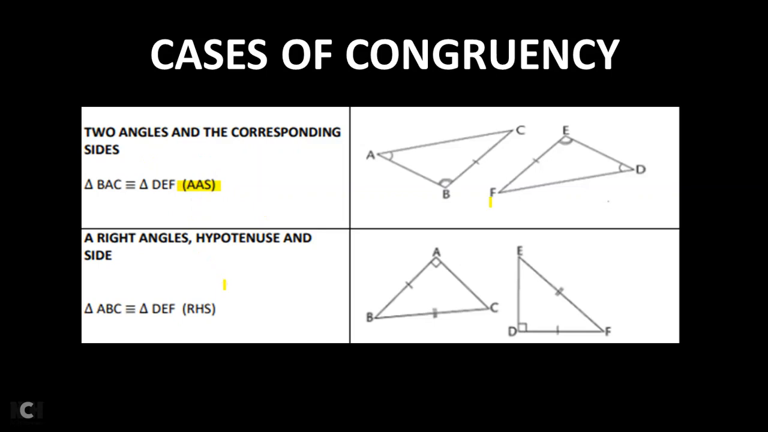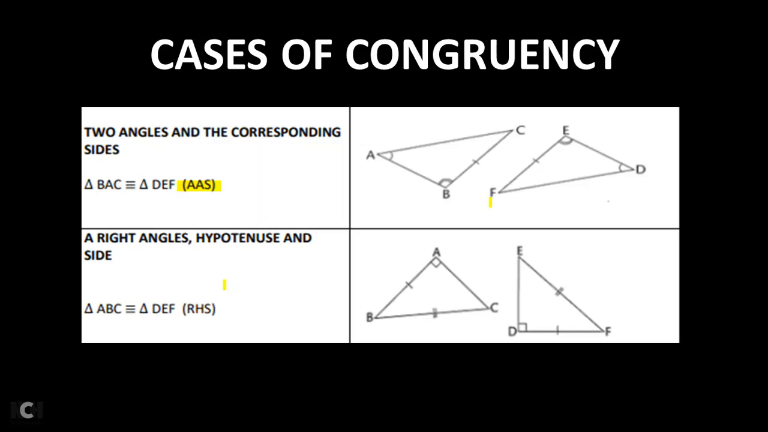Then now the last one: the right angle, hypotenuse and a side. This one will always occur in a right angle triangle. It's not going to come in any other kind of triangle, but it's going to exist in a right angle triangle.